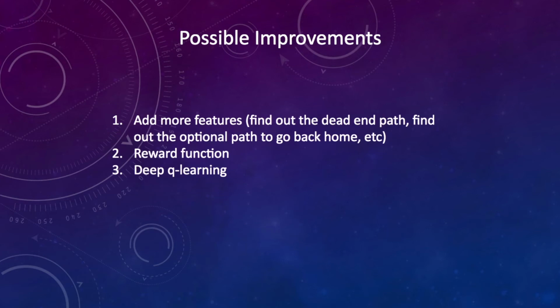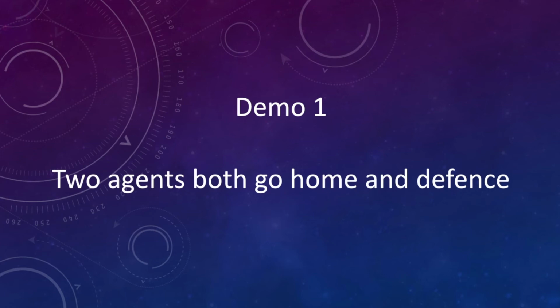For the future possible improvements, first of all, we can add more features. We can also update the reward function. If we have a better reward function, our weight update might converge more easily, and the weights might also be close to the optimal value. The final improvement we can think of is trying to use deep Q-learning to calculate the weights and the Q value. Here is the demonstration section.